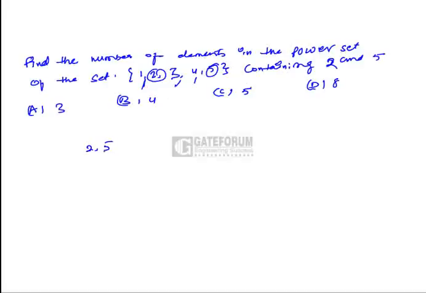So the total subsets containing 2 and 5 would be, for element 1 there are 2 chances, for element 3 there are 2 chances, and for element 4 there are 2 chances. So the subsets which contain 2 and 5 are 2 into 2 into 2, which is 8. So here correct option is option D.